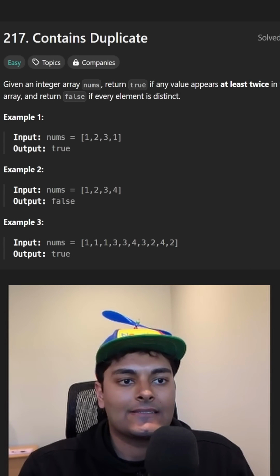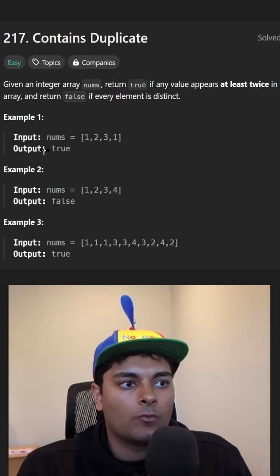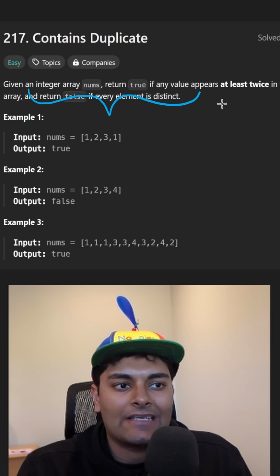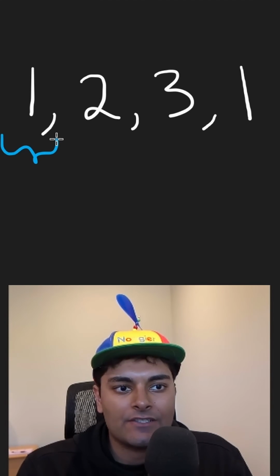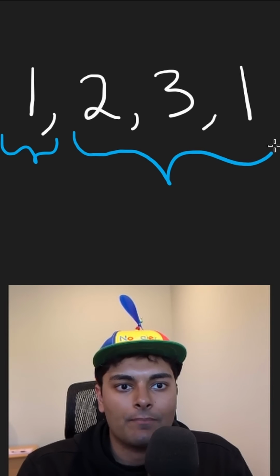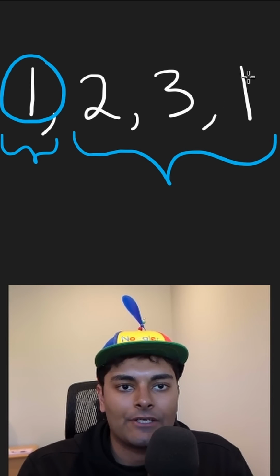It's time to write some neat code. We're given an array and we want to know if it contains any duplicates. The obvious solution would be to look at every single element and then search through the remainder of the list to see if that element shows up again.